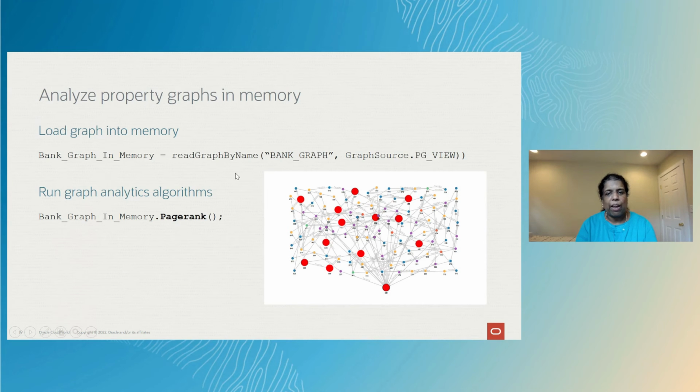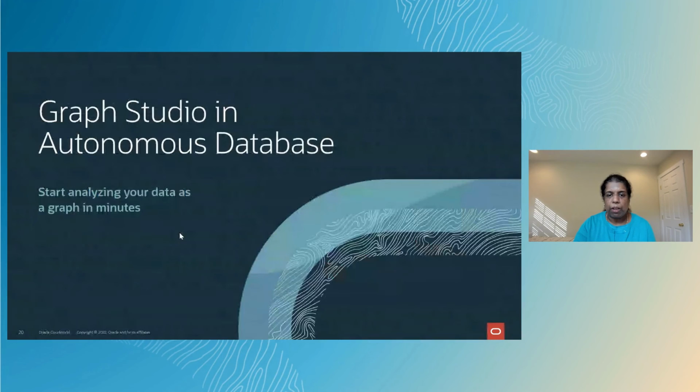So here the read graph by name call loads the graph into the graph server from the property graph view. And then you run an algorithm, like say PageRank, or betweenness centrality, whichever algorithm you want to run, you just invoke that with a simple API call. And this application development is with Java or Python APIs. So I talked about graphs, I talked about why graphs are useful, I talked about graph queries and graph analytics.